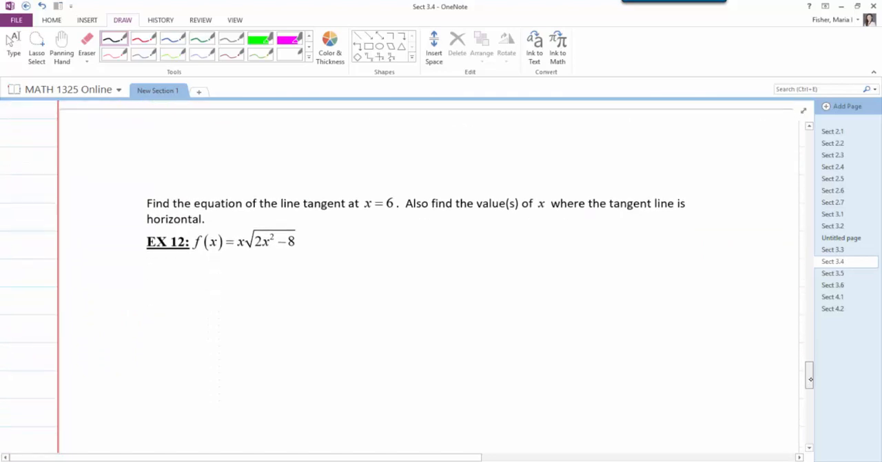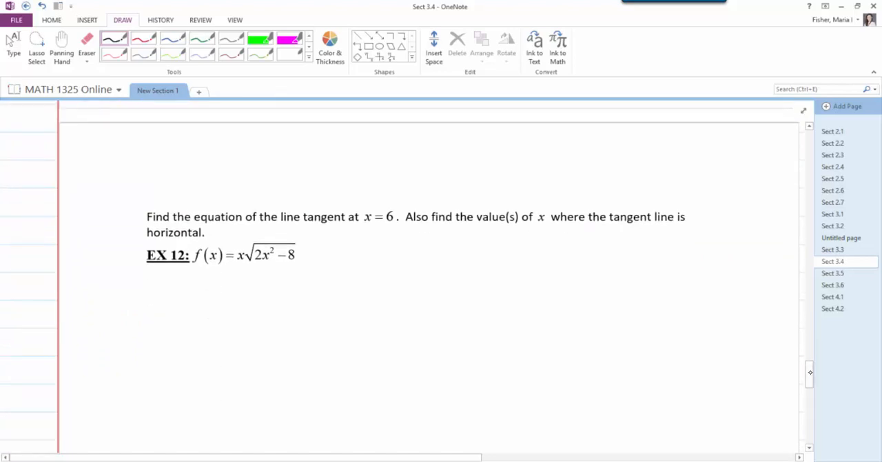All right, number 12. Number 12 says to find the equation of the tangent line at x equals 6 and also find the values for where the tangent line is horizontal. So there's two things going on here. First, I want the equation of the tangent line at x equals 6. So anytime I see equation of tangent line, I start off by taking the derivative. Now this has a square root in it, so I really want to rewrite it first.